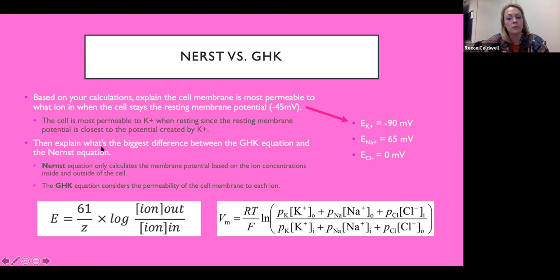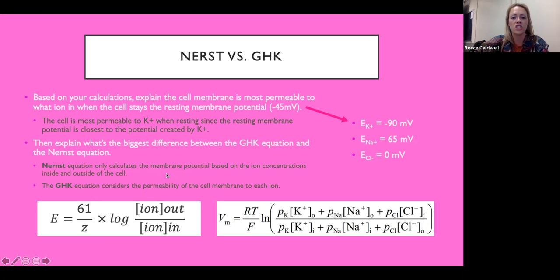Then we're asked, explain what's the biggest difference between the GHK and Nernst equation. So the Nernst equation is here, the GHK is here. First of all, the GHK is way more complicated, and we don't do any calculations with that. We do calculations with the Nernst equation, so please know how to use this one.